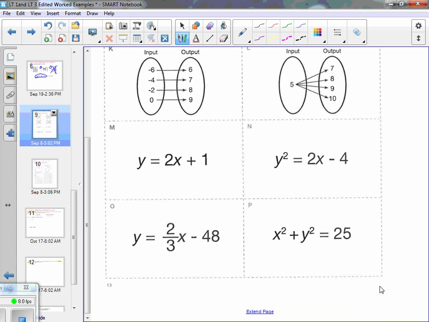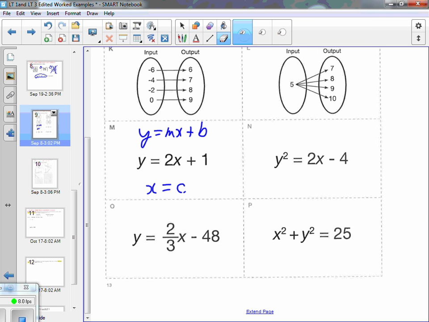Now, with equations, you kind of have to know what the graph's going to look like to make this easy. If you remember, remember this, y equals mx plus b. Those are linear functions, okay? And as long as it's not a vertical line, and it's not, because a vertical line would look like x equals a number. As long as it's not a vertical line, lines are functions. So m is a function, and so is o, okay?